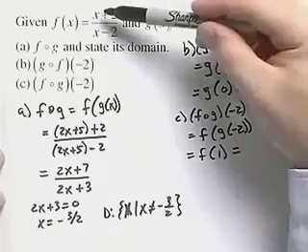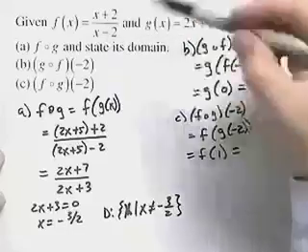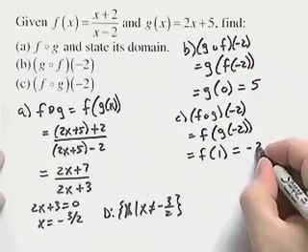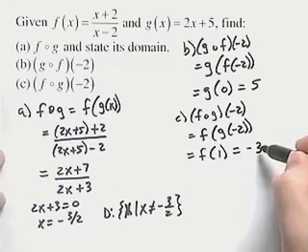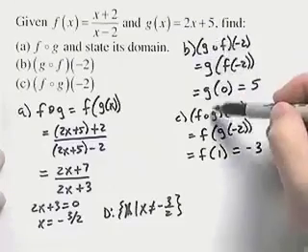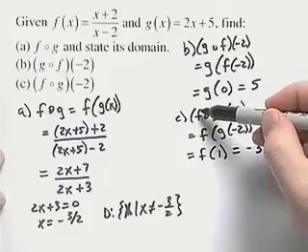Put in 1 into our function f. 1 plus 2, that's 3. 1 minus 2 is negative 1. 3 over negative 1 is negative 3. So f of g of negative 2 is equal to negative 3. It's important to note that in these two cases we did not get the same result. So g of f is not necessarily equal to f of g.